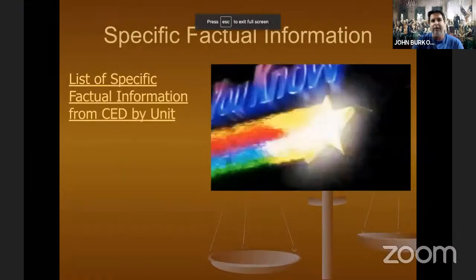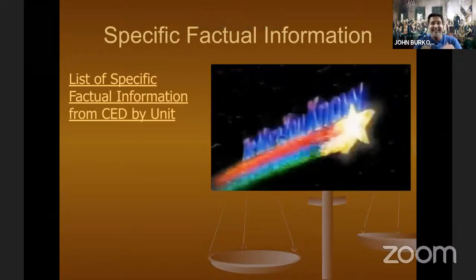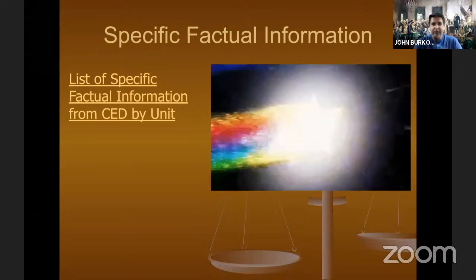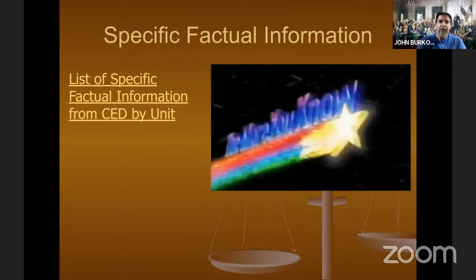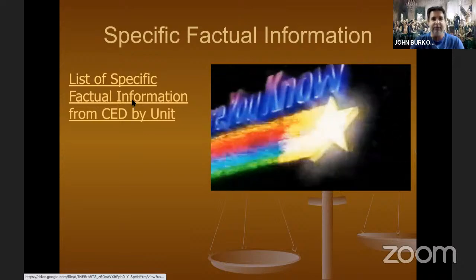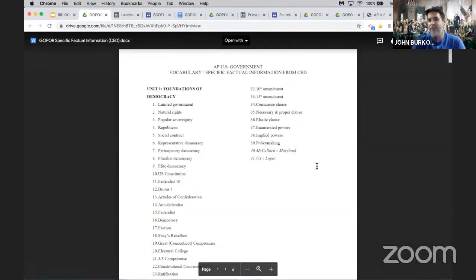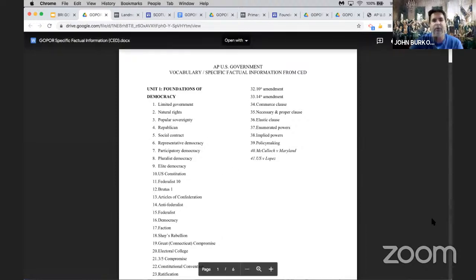So there we are. We have the foundational documents, the Supreme Court cases. Now, what about the content itself? The specific factual information, the evidence. Again, we can go back to the CED, but there is an angel of a government teacher out there who has done this for all of us. They took the specific factual information from the CED and put it in a list by unit, and it is here for you. So if you say, just give me that one list: what do I definitely need to know? Make it efficient for me. Ta-da! Here you go. You have it by unit.